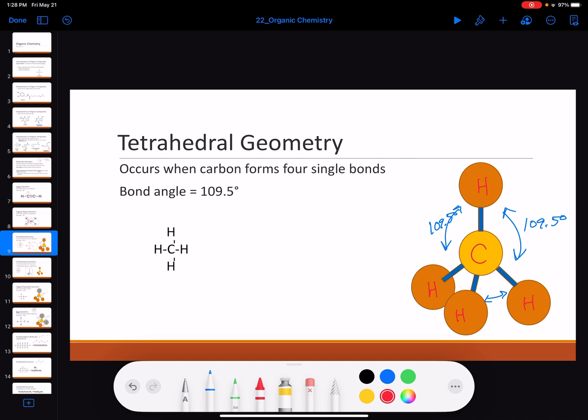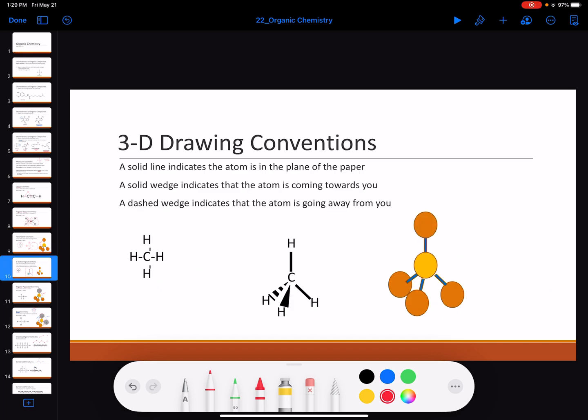Now, the thing is that when we're trying to draw this, if we draw it like this, that's fine, but it looks two-dimensional, right? It looks flat. And so oftentimes what we'll do is we will draw it in 3 dimensions by using these drawing conventions. So these hydrogens, because they're attached to these nice little solid bonds, just normal lines, those are in the plane of the paper, or in this case, the screen, right? So those are just flat up against the screen.